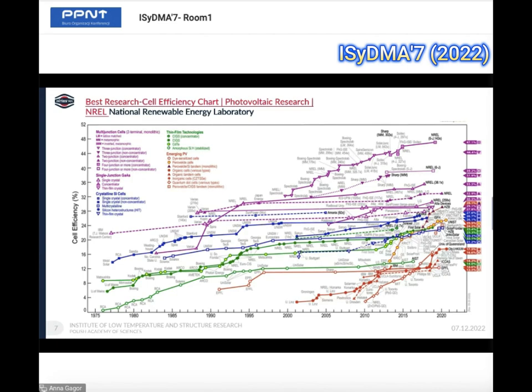Why are the halides so extensively studied, and why are they so interesting? Please have a look at this best research cell efficiency chart, which is published each year and shows the materials which are used for engineering solar cells, photovoltaic cells.